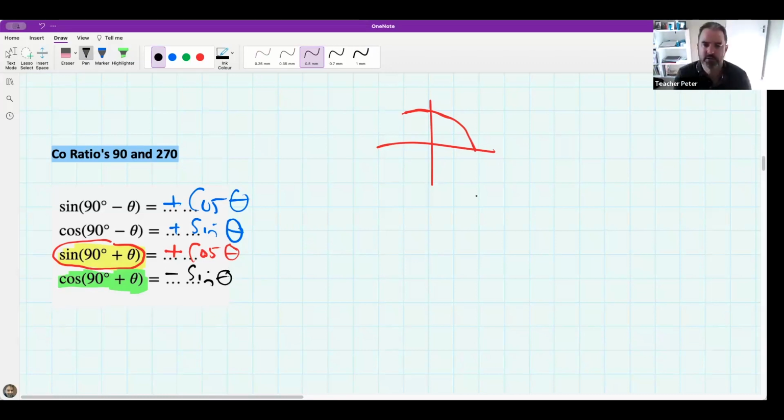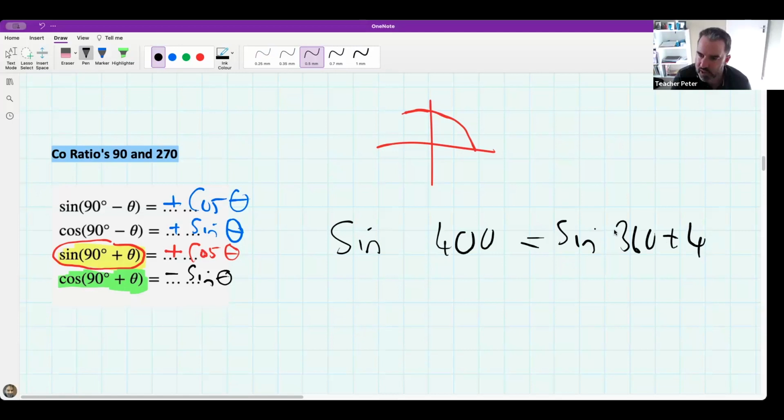Okay, so if we look at what we learned to deal with in the first half of today's lesson, we dealt with things like, if I have the sine of 400, I can rewrite that as the sine of 360 plus 40. And then because I'm in quadrant 1, I could rewrite that as actually just the sine of 40.